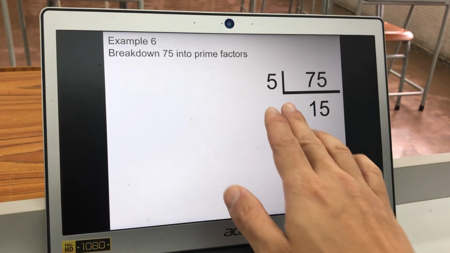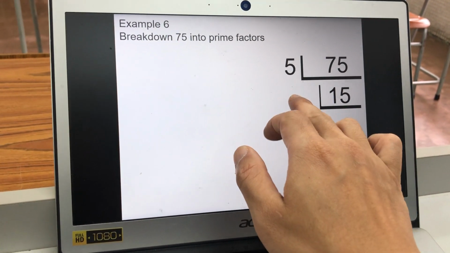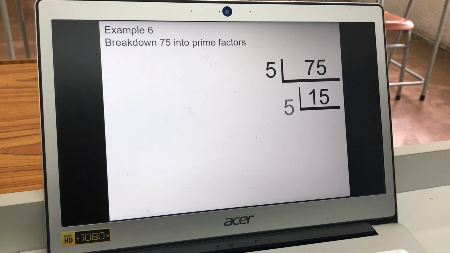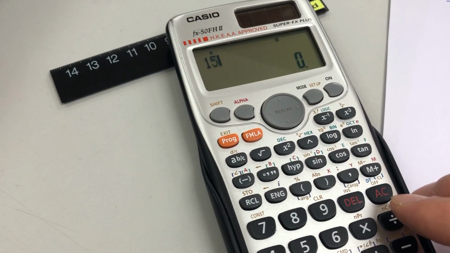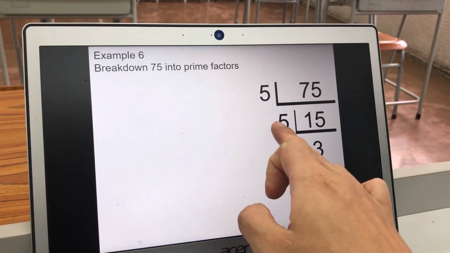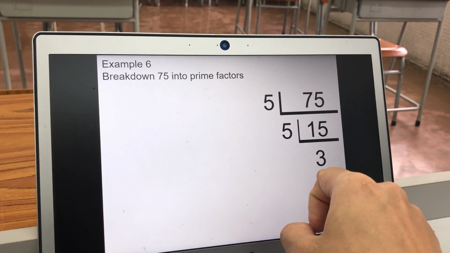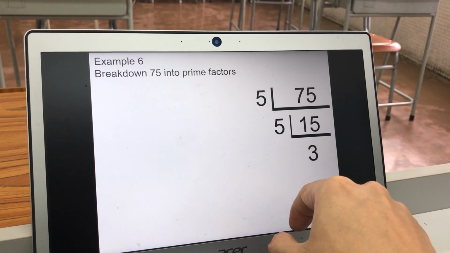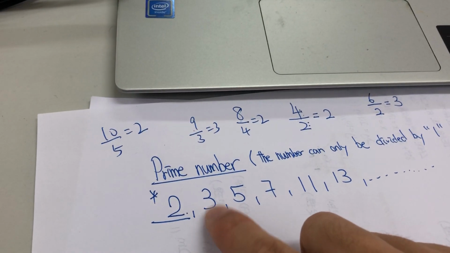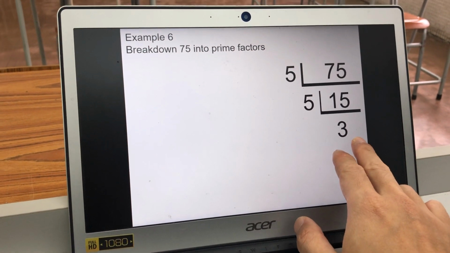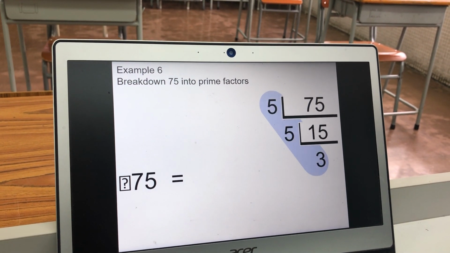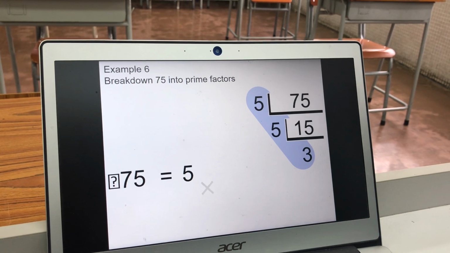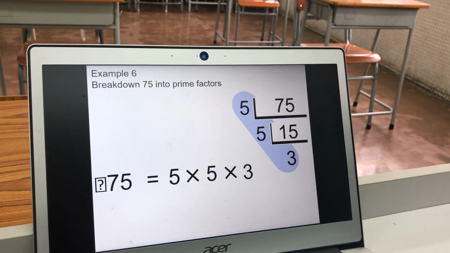And then, what about 15? What prime number would you try? Yes, you would also try 5, because I know that 15 could be divided by 5. 15 divided by 5 is 3. So 5 times 3 becomes 15, that's right. Okay, do you think that we need to continue? No need, because 3 is already a prime number, so we stop here. So the result is that 75 could be written as 5 times 5 times 3. Okay?